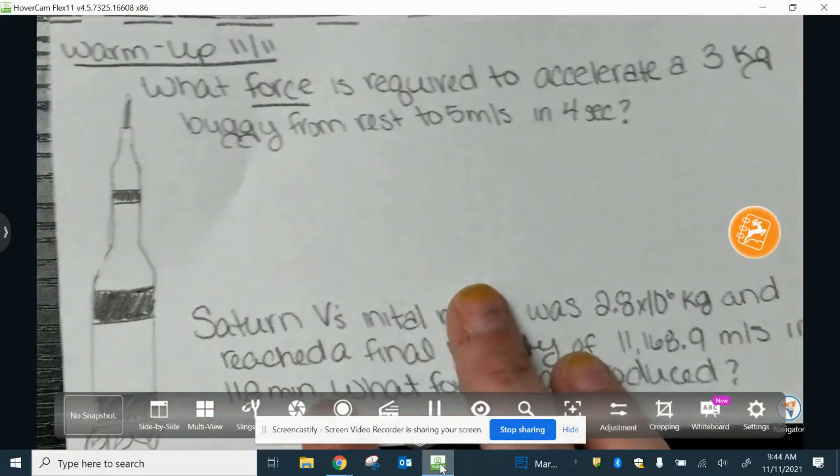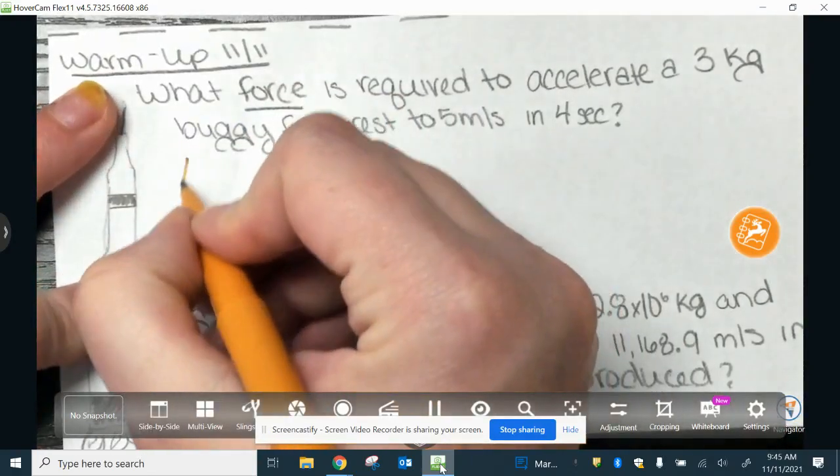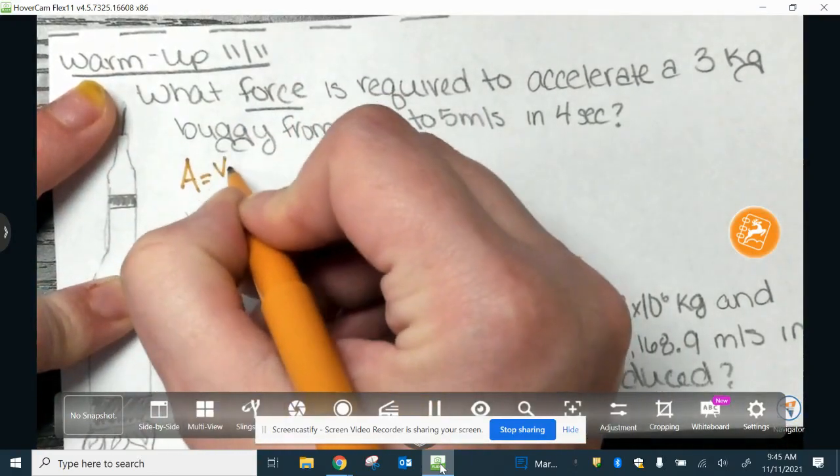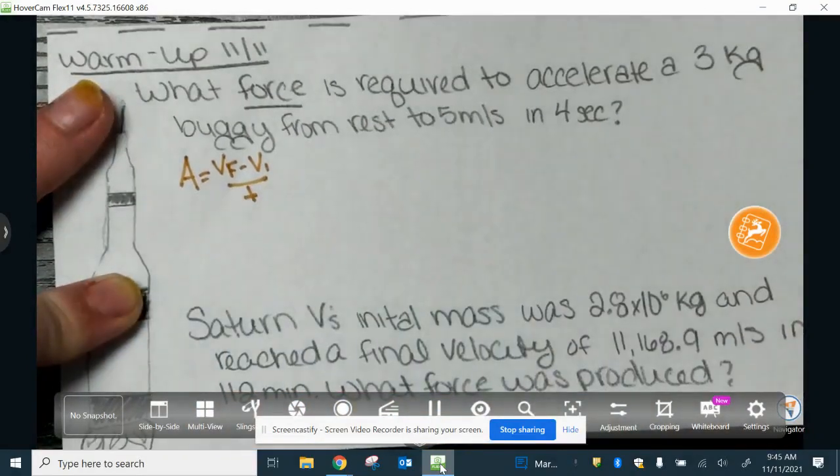Alright, guys. It says what force is required to accelerate a 3 kilogram buggy from rest to 5 meters per second in 4 seconds. So the first thing you have to do with this is find the acceleration. We're going to do a equals vf minus vi over time.